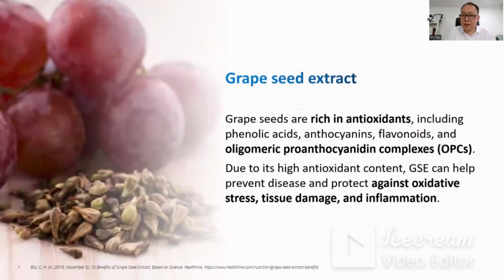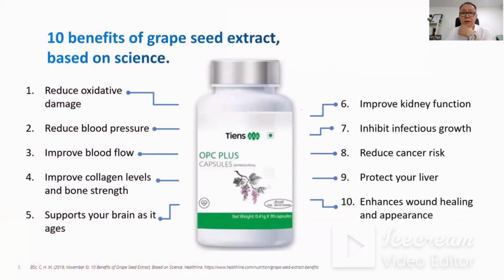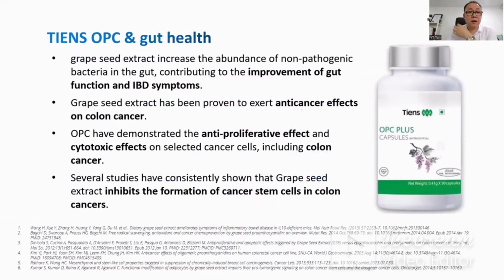The last thing I would like to introduce to you is grapeseed extract, which is OPC, and this is also very potent for our intestines, our guts. Grapeseed extract increases the abundance of non-pathogenic bacteria in the guts. Non-pathogenic bacteria means the good bacteria, contributing to the improvement of gut function and IBD symptoms.